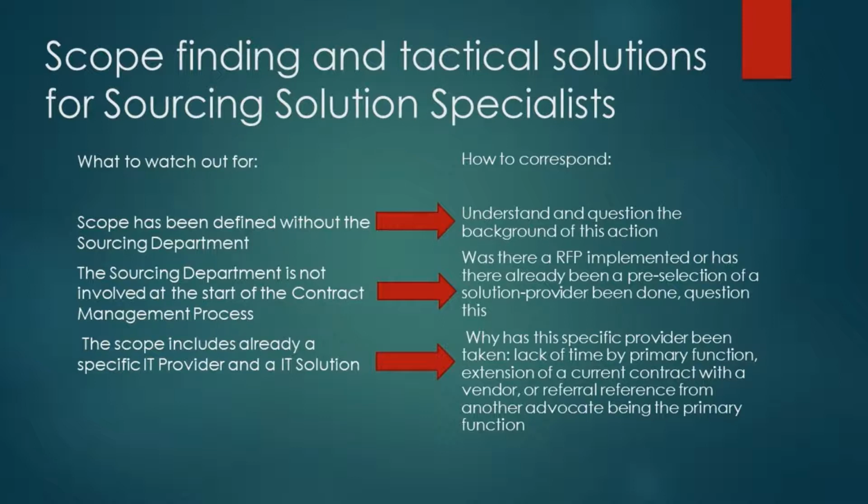Extension of a current contract with a vendor. If there's a prolongation with a contract, perhaps the primary unit had the strategy that they keep the conditions and continue working with the same conditions with the vendor. Of course, this could be due to many reasons.